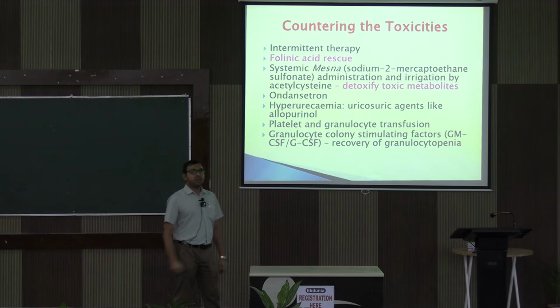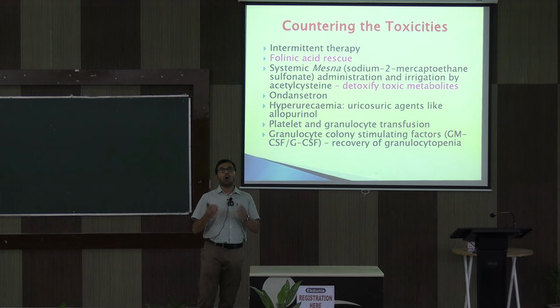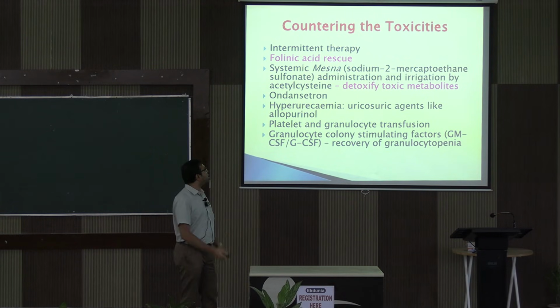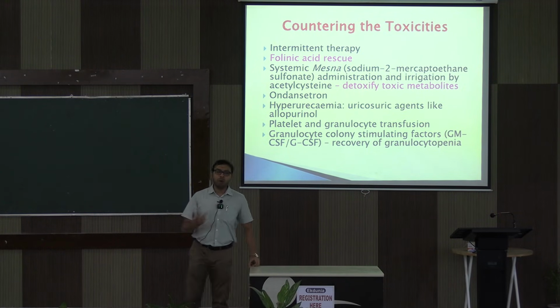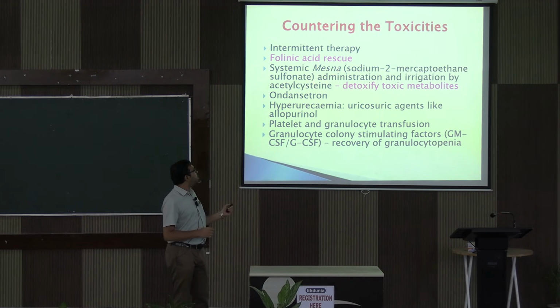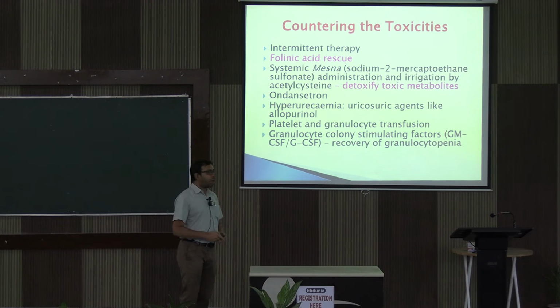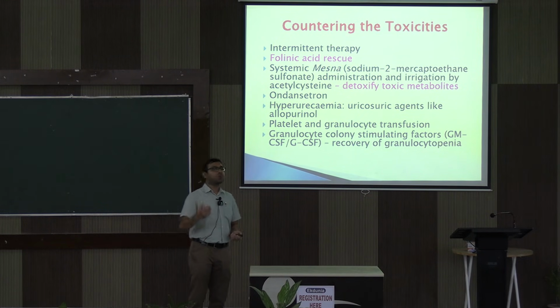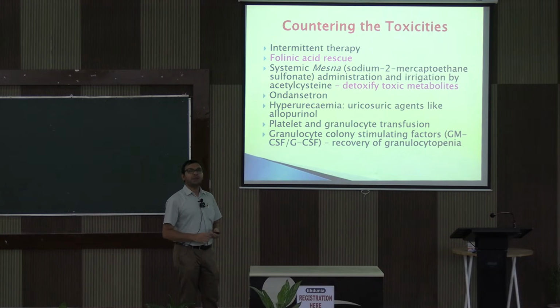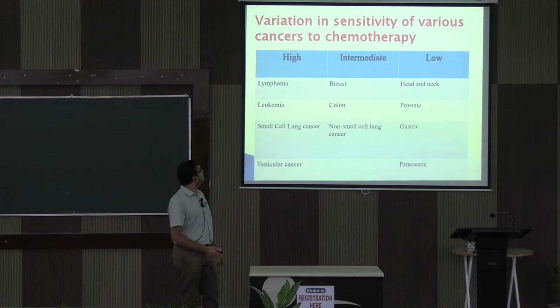To counter the toxicity of the anti-cancer drugs, there are different drugs and measures. For example, you know about folinic acid rescue. This is mainly done in the case of methotrexate. This is also a common question: why is folinic acid given? For methotrexate toxicity, hyperuricemia, uricosuric agents like allopurinol can be given. When the platelet count is very low, we have to transfuse platelets. When the neutrophil count is very low, we can give colony stimulating factors, or growth factors. Variation in sensitivity is already there, as we have already seen.